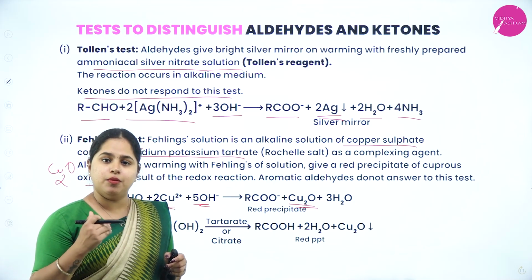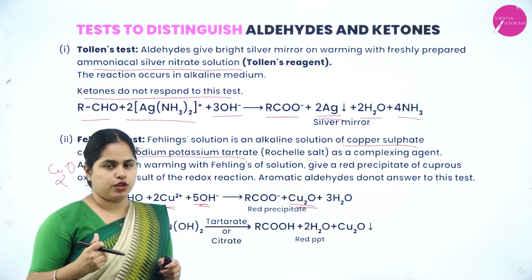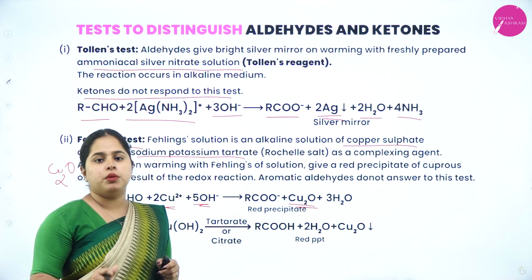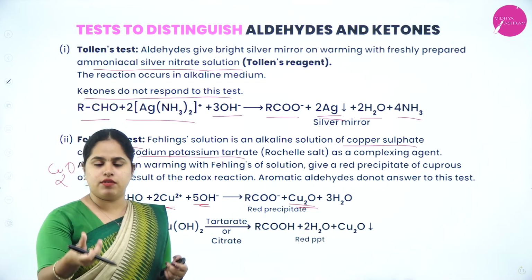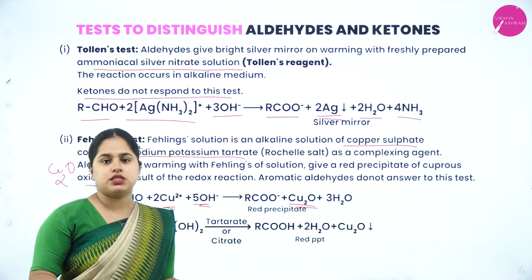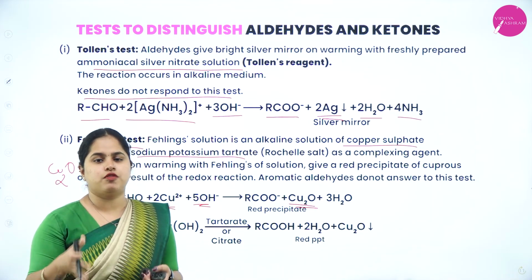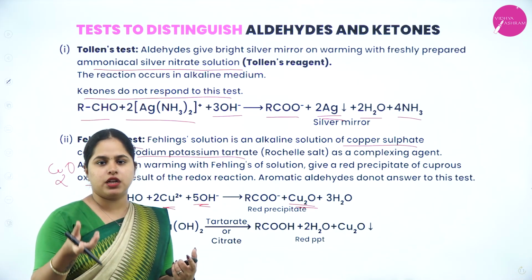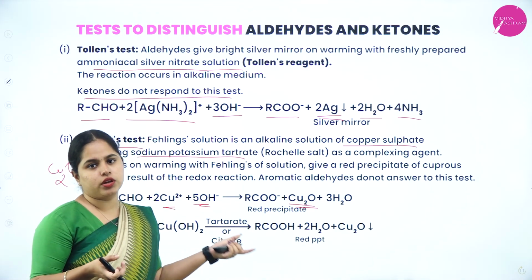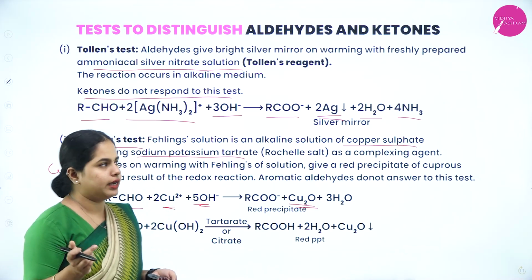So it is very, very important which is the test used to distinguish between aldehydes and ketones. So you also have to remember which is the reagent. What is Tollens' reagent? It is ammoniacal silver nitrate solution. What is Fehling's solution? It is made of Fehling's A and Fehling's B. What is Fehling's A? What is Fehling's B? All of this you have to remember. Okay. So in Tollens' test, a silver mirror will be formed. In Fehling's test, you will get a red colored precipitate. So by this we can identify whether it is an aldehyde or ketone.